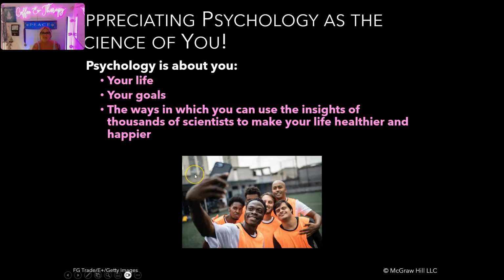All right, psychology is about you. Psychology is all about the self. Sociology is all about people around you. So we look at your life, your goals, the ways in which you can use the insights of thousands of scientists to make your life healthier and happier.